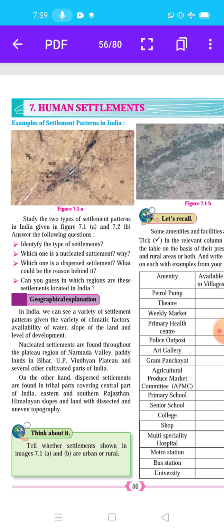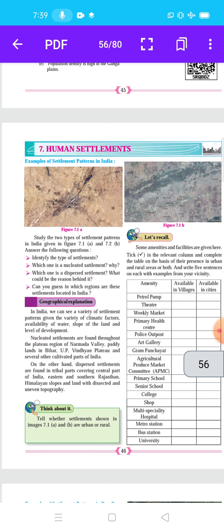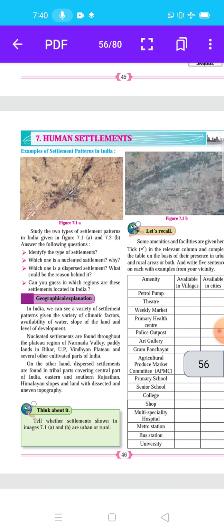Here are some questions. Identify the types of settlement. Here, students, we see two types of settlement: 7.1a nucleated settlement and 7.1b linear and dispersed settlement. Second question: which one is the nucleated settlement, 7.1a or 7.1b? 7.1a is a nucleated settlement.